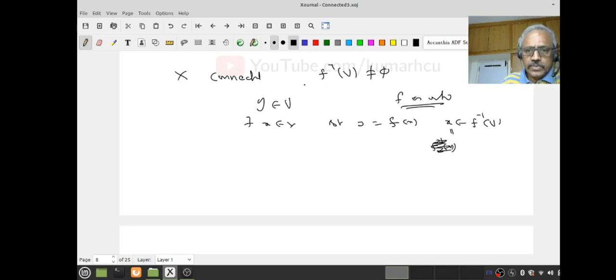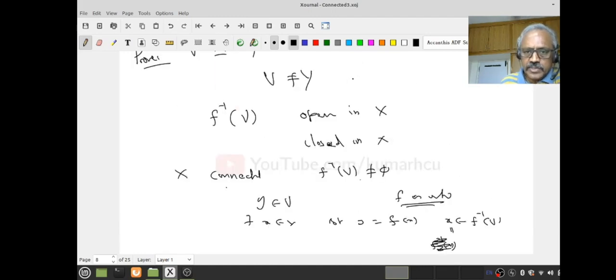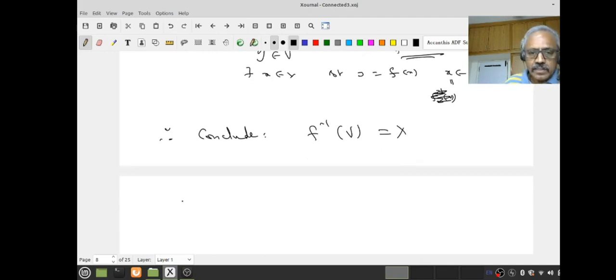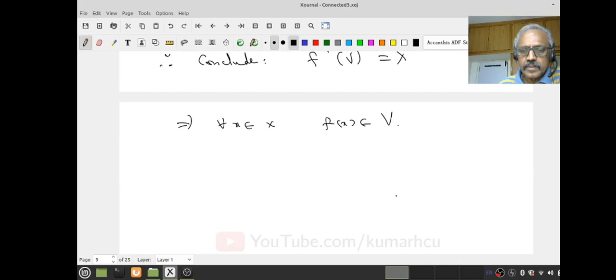Yeah, so X is connected, F inverse V is not empty, but I know F inverse V is both open and closed. So what do I conclude? Therefore, conclude F inverse V is all of X. What does that mean? That means, give me any x in X, then f(x) belongs to V. You follow that? Right.